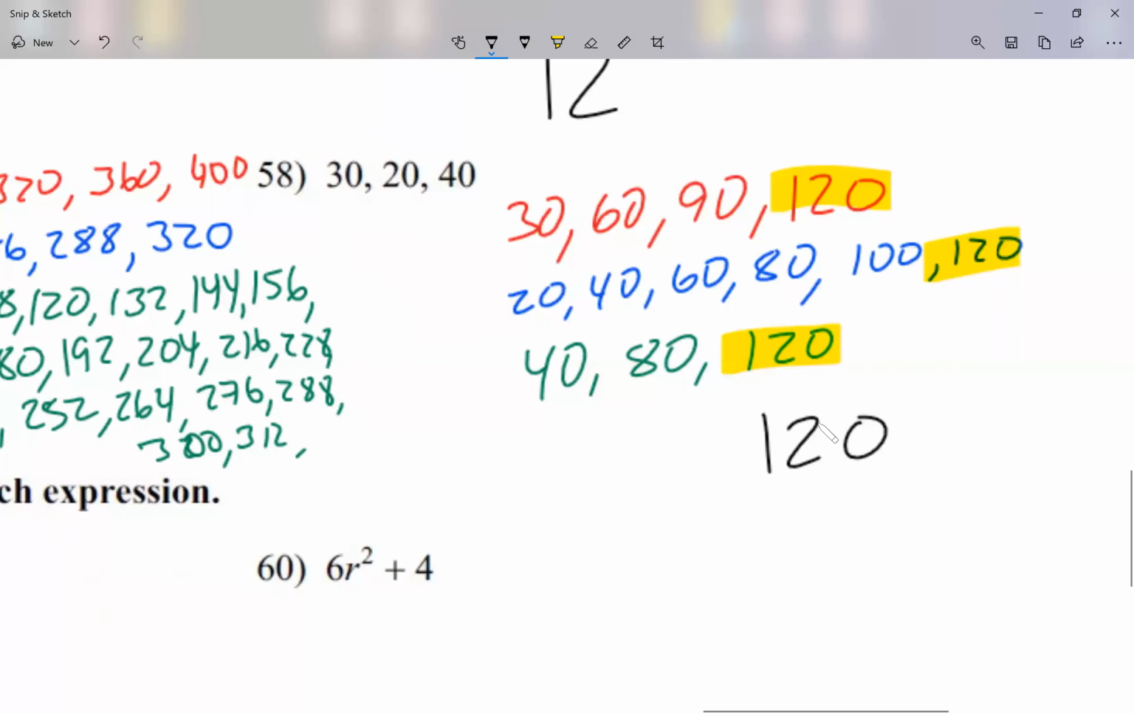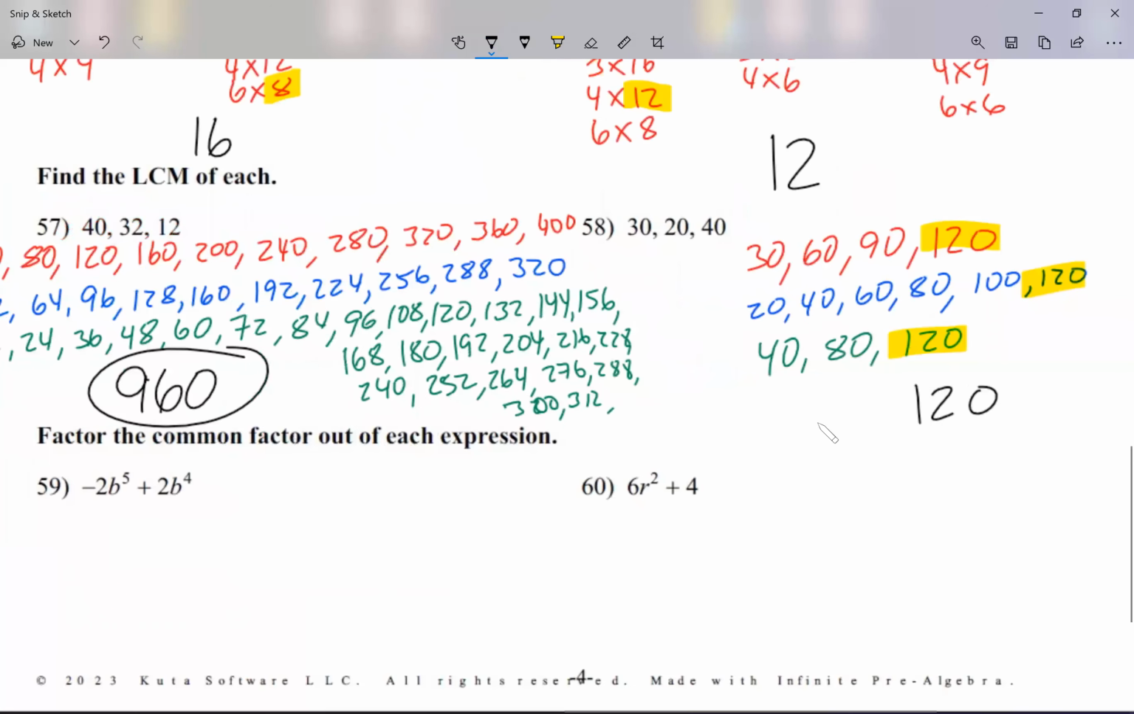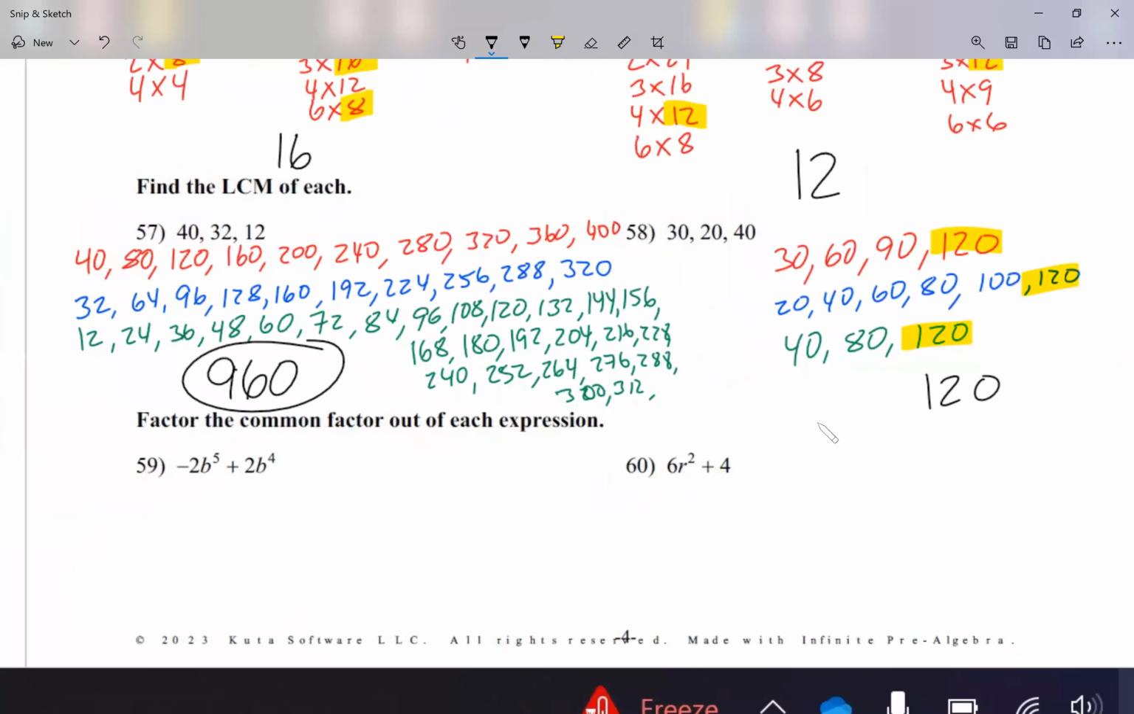Now let me come back. Let me take a look at these two. Something really big, kind of like question number 57, 960. You might find it in homework, because in homework I want you to practice, but you're not going to find such a big number on quizzes and tests. Homework, doable. You can find it in homework. Quizzes and tests, I'm not going to be doing big numbers.